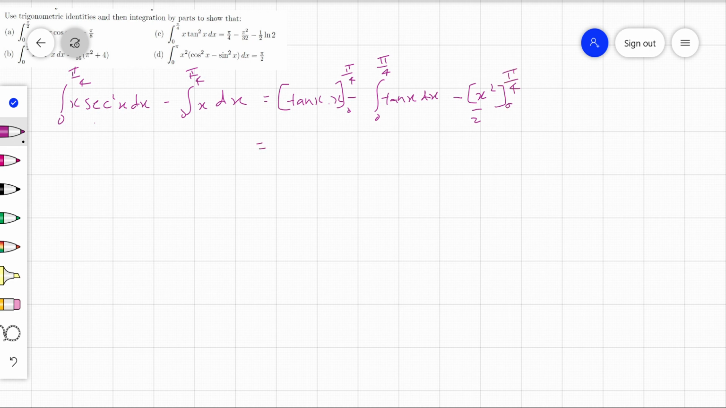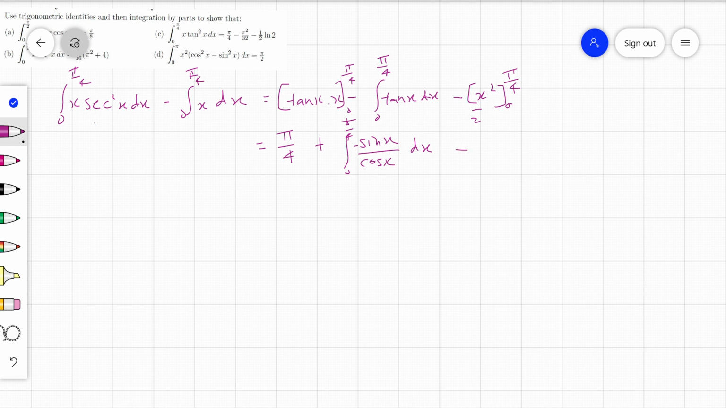Okay, so tan pi on 4 we know is 1, and we've got times x, so it's pi on 4, 1 times pi on 4. Tan 0, 0. So we just got pi on 4 minus 0, so just pi on 4. Minus, all right, let's do tan x. Remember, tan is just sine on cos, sine x on cos x. And the derivative of cos x is minus sine x. So if I make this a plus and put the minus here, you've got the derivative on top. So you can tell it's just going to be a log answer. So I'll do that in a second.